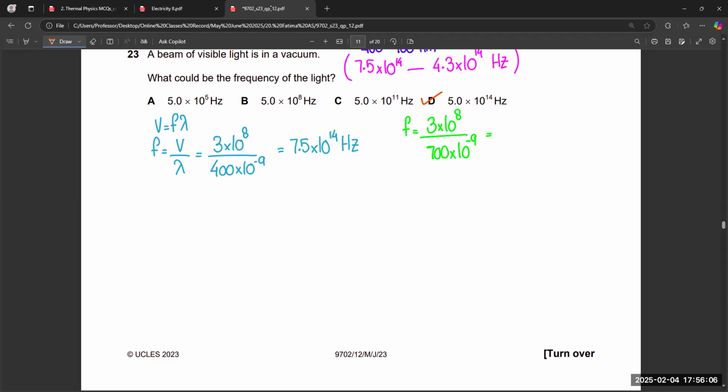And the rest of the chapters are the rest of the 40-50% of the paper, either theory or MCQs. Okay.